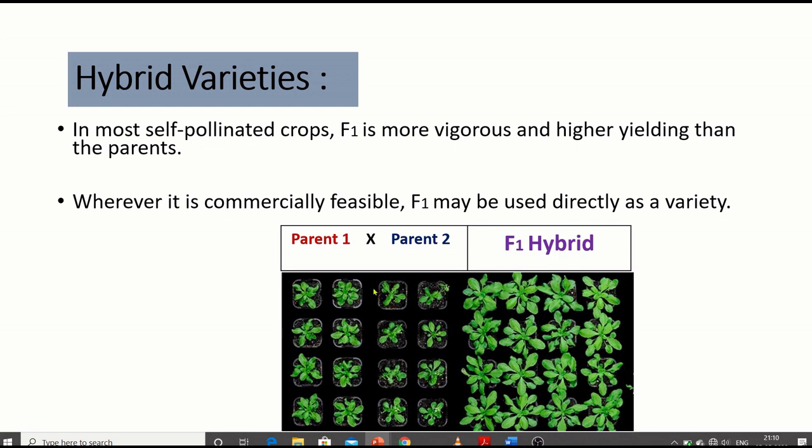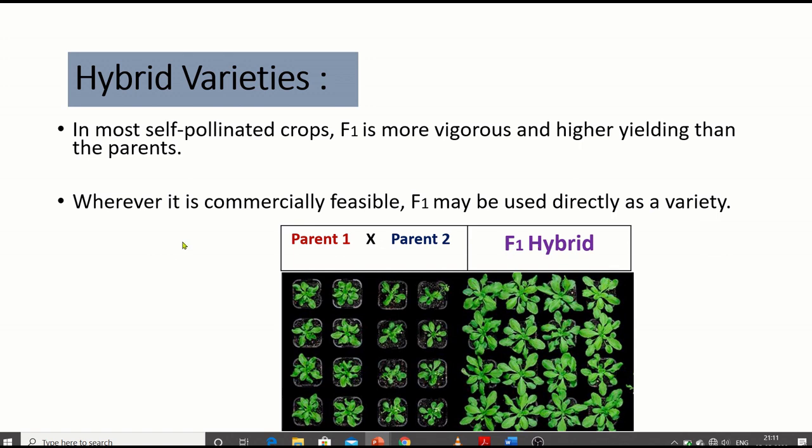Again, coming to hybrid varieties. Okay, so in this case it is the superiority of F1 over their parents. Okay, so it is based on heterosis. Usually in the case of self-pollinated crop plants, F1 is more vigorous and higher yielding than their parents. Okay, and as you can see here, when there is a cross between two parents, the F1 hybrids usually tend to give higher yield than their parents. Okay, so it may be contributed by the heterozygosity that they possess.